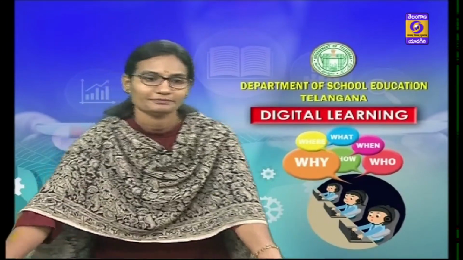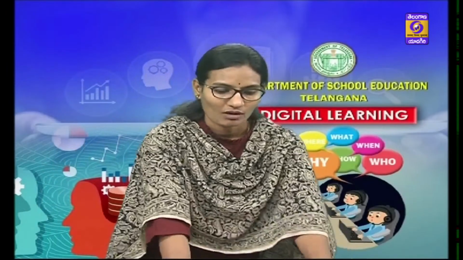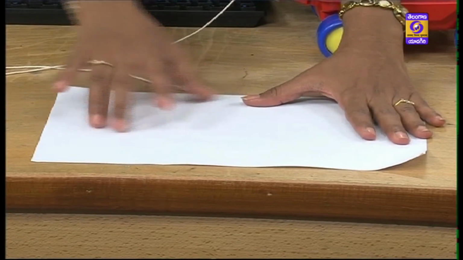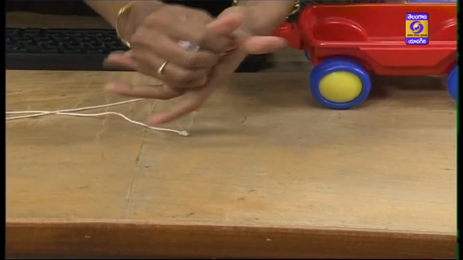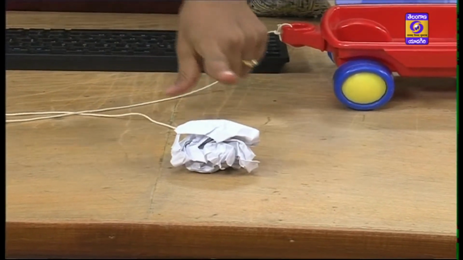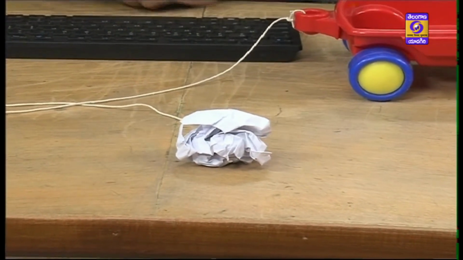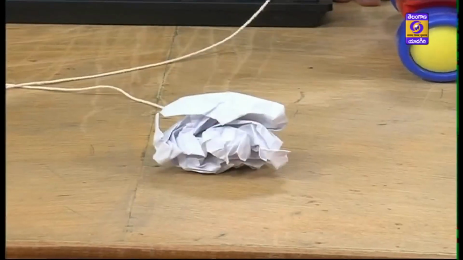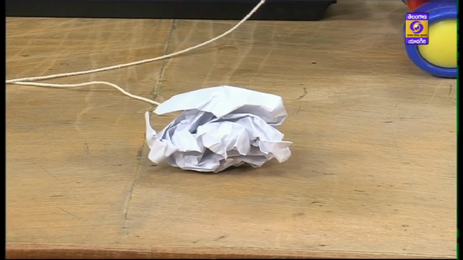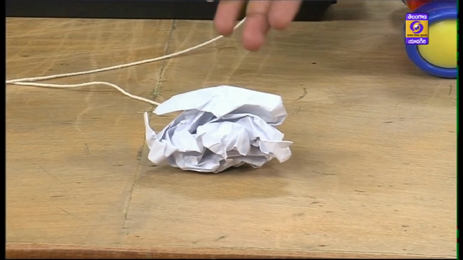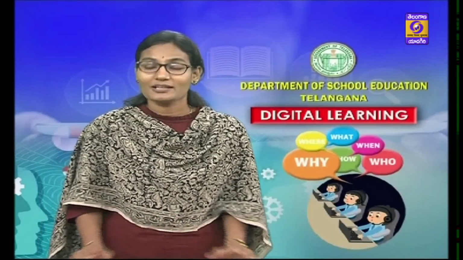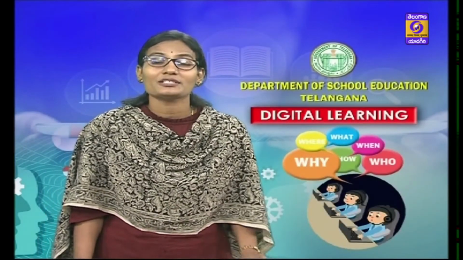Observe this paper. Observe this paper, children. I am applying some force on this, which is in rest state now. Now also the paper is in rest state. What changes do you observe here? There is no change in the state of motion, it is at rest only. After the application of force also, it is at rest only. So what changes do you observe here? Yes, the shape changes, the dimensions change.